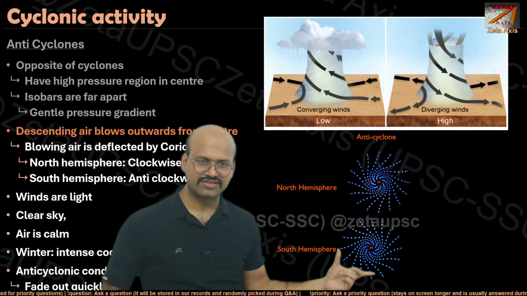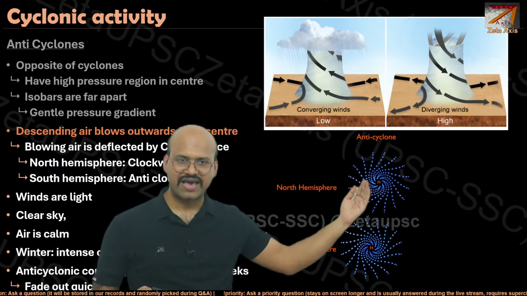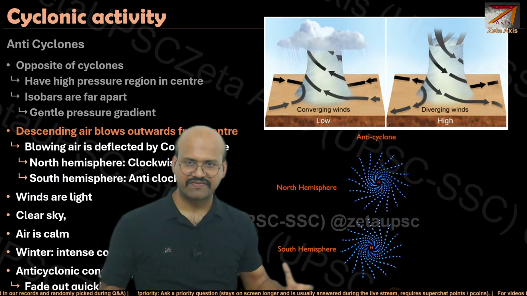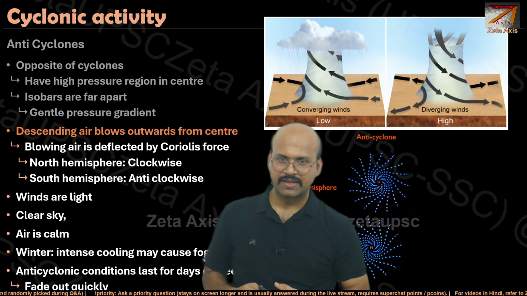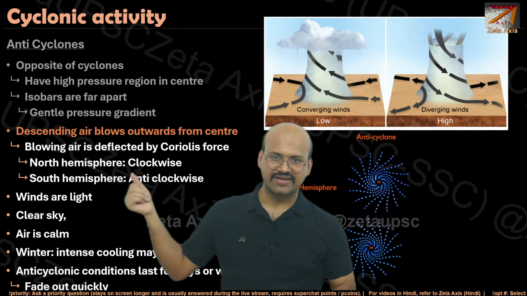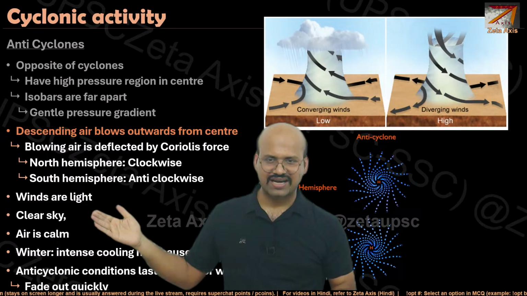In this video you can see in the northern hemisphere and southern hemisphere how anticyclones move. The air is moving outwards from this central high pressure region, and then it is deflected by the Coriolis force. In the northern hemisphere the direction is clockwise, in the southern hemisphere it is anti-clockwise.